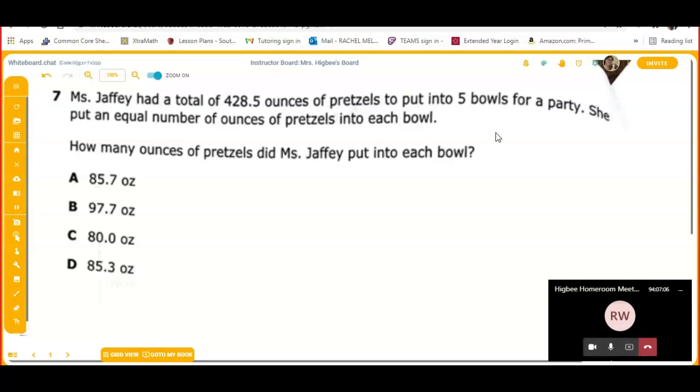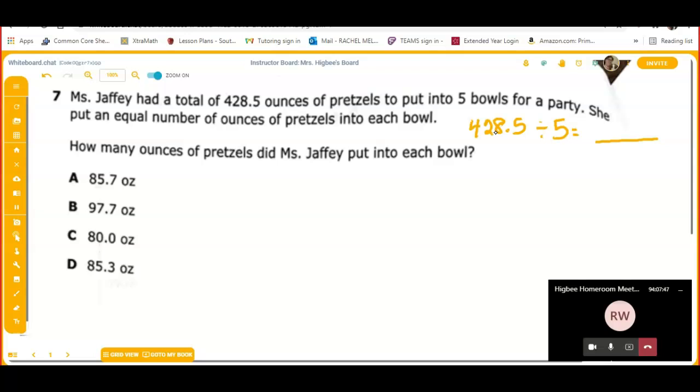Mrs. Jackie had a total of 428 and 5/10 ounces of pretzels to put into 5 bowls for a party. She put an equal number of ounces of pretzels into each bowl. How many ounces of pretzels should Mrs. Jackie put into each bowl? Okay, so how are we going to solve this? Division. So what's our total? 428. Okay, and what's our divisor? 5.